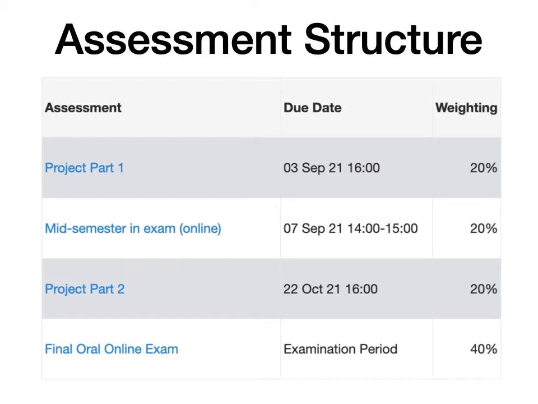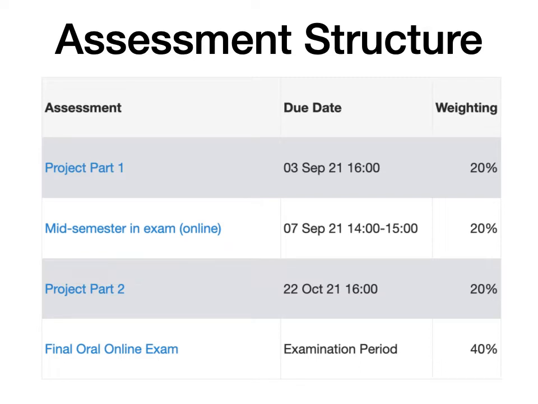There are 4 assessments in NFS 7410. The first is a project, and the first part of the project is worth 20% and is due on the 3rd of September at 4 p.m. In this project, you will index a collection and develop some baseline retrieval methods.